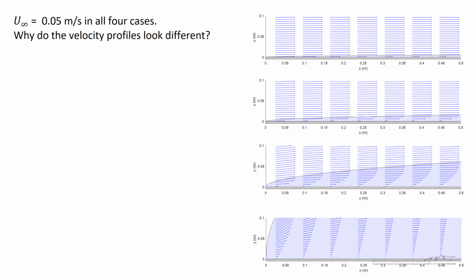So here we're looking at 4 different velocity profiles, and in all 4 cases, u infinity, the free stream velocity, is equal to 0.05 meters per second. The question is, why do the velocity profiles look so different?